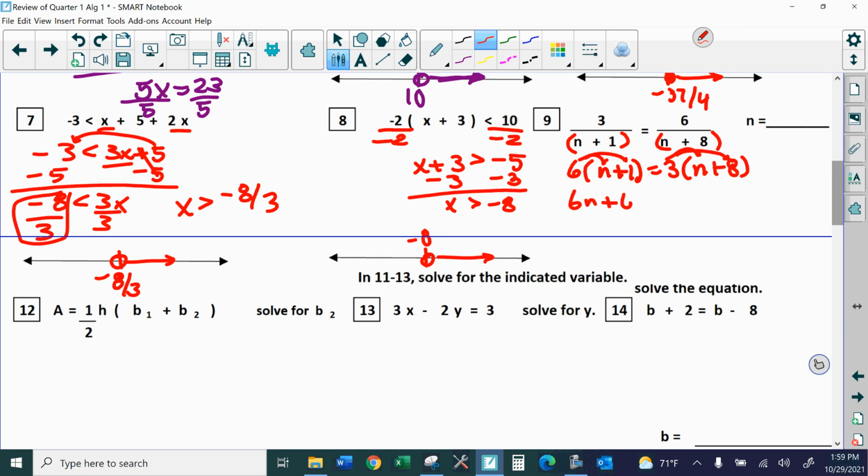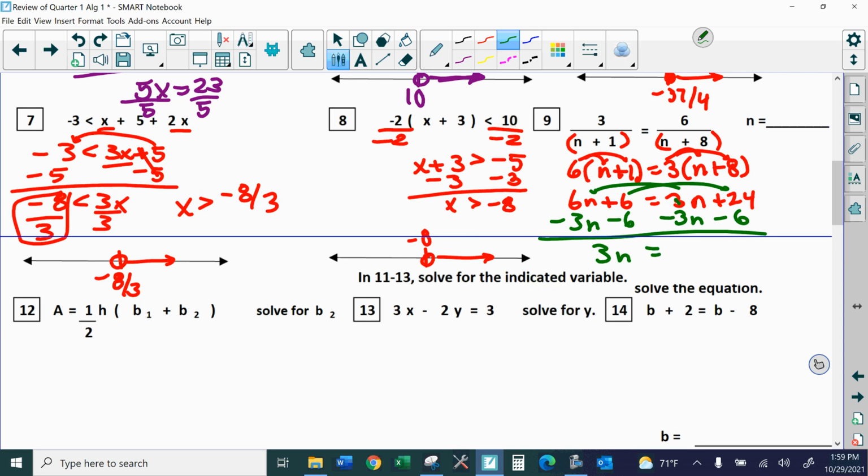6n plus 6 equals 3n plus 24. I ask myself which variable coefficient is smaller. 3 is. So therefore I'm going to move that coefficient to the left. The opposite of 3n is -3n, which means the constant is going to the right. The opposite of +6 is -6. 3n equals 18. Divide by 3 and you get 6 for n.